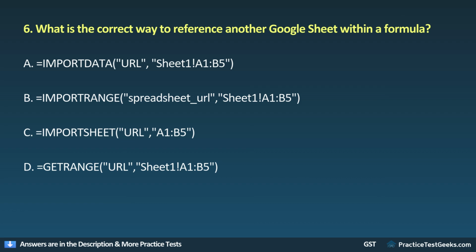A. =IMPORTDATA(URL, "Sheet1!A1:B5"). B. =IMPORTRANGE("spreadsheet URL", "Sheet1!A1:B5"). C. =IMPORTSHEET(URL, A1:B5). D. =GETRANGE(URL, "Sheet1!A1:B5").